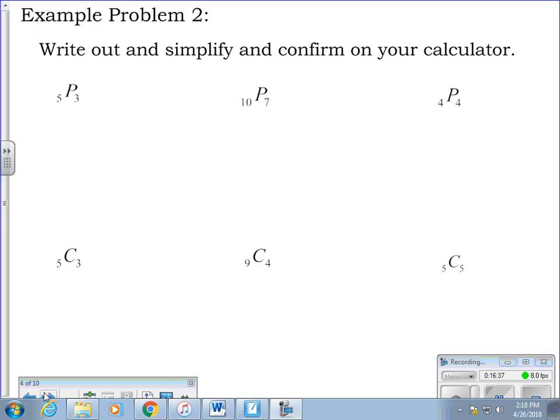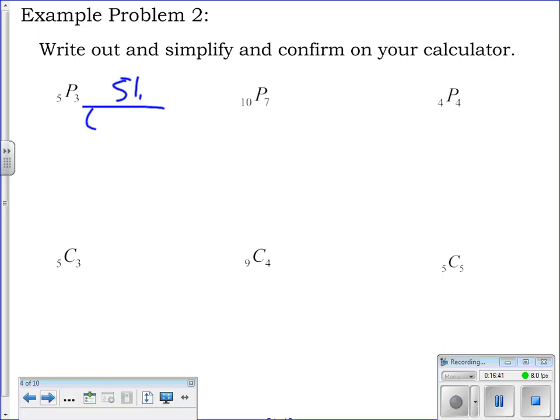So, permutation formula. 5 factorial over 5 minus 3 factorial. And no, I do not want you to write out the factorial over the factorial and simplify it. But you do need to write it out in the formula. And then on your calculator, you have the nPr button and the nCr button to do the permutation. 5, PRB, nPr, 3, equals. Yes, nPr.